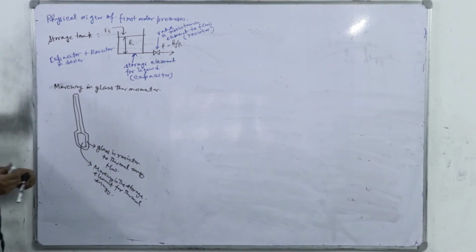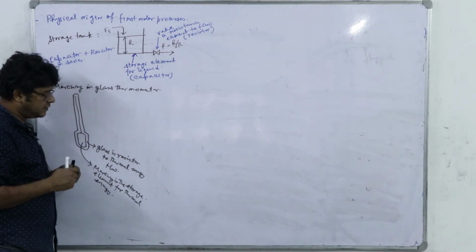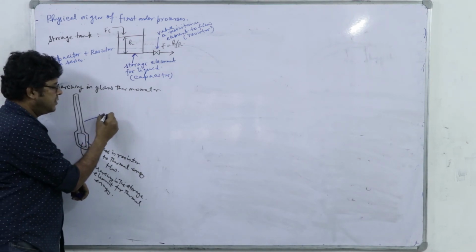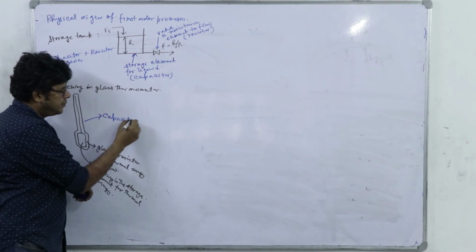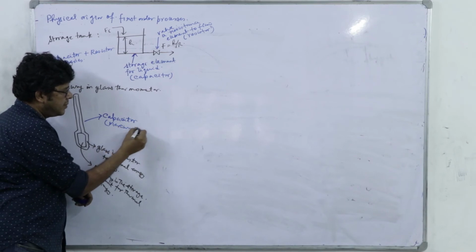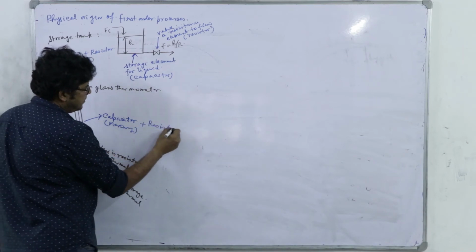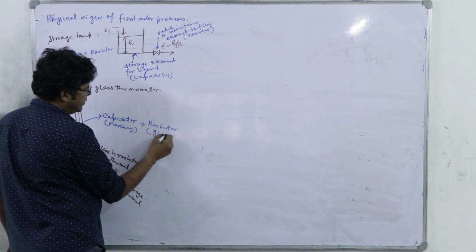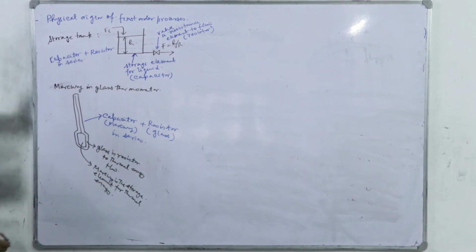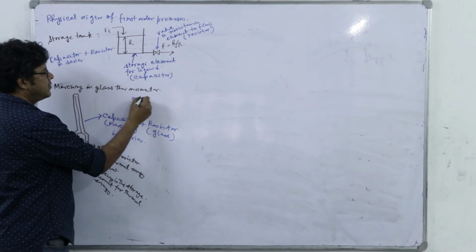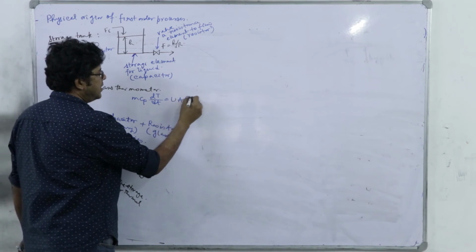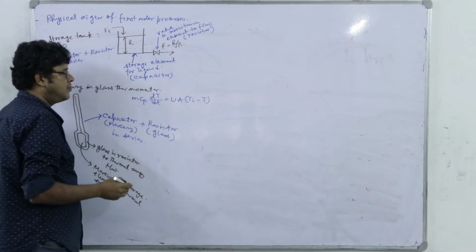So, combined, because we have neglected the resistance of mercury and the capacitance of glass, it becomes a capacitor, mercury, plus a resistor, glass, in series. And what was the equation? The equation was mCp dT/dt equal to UA into (Ti minus T).